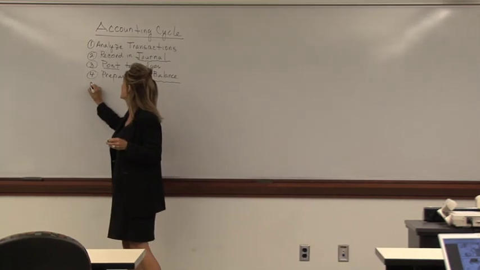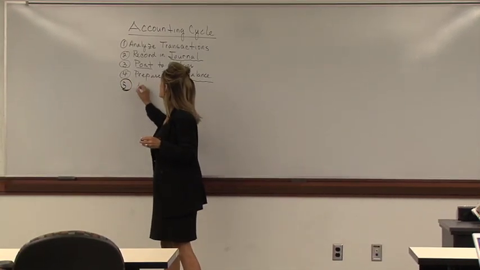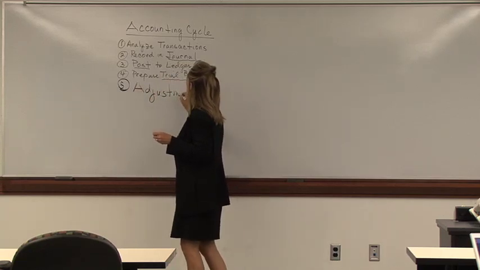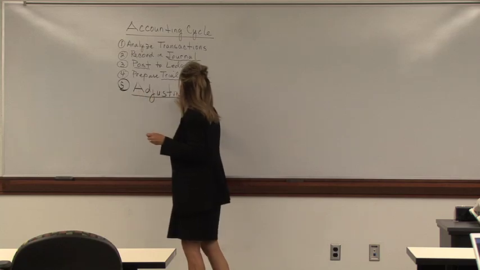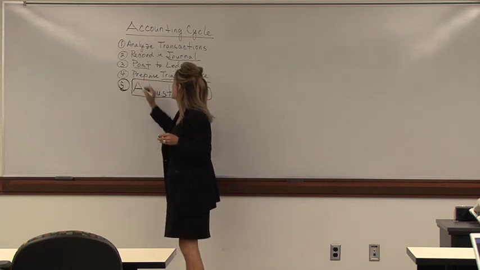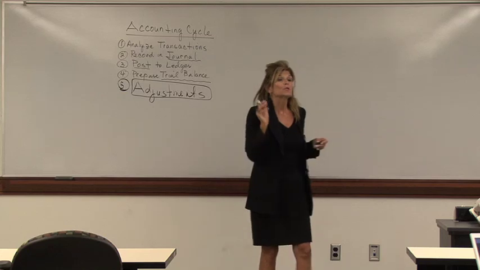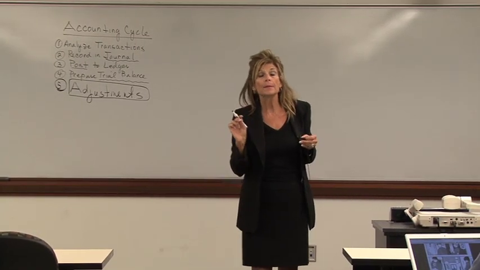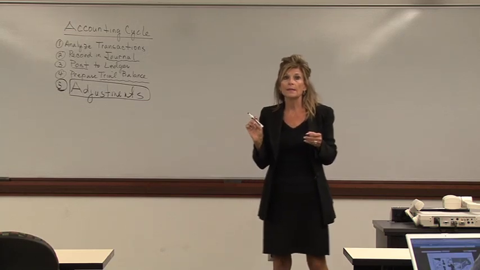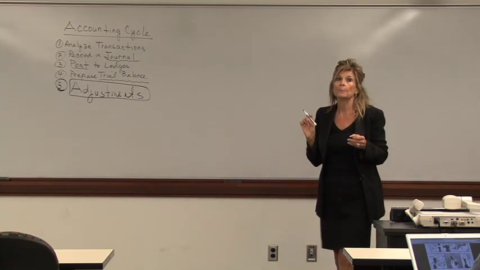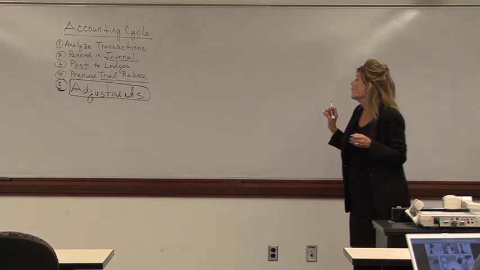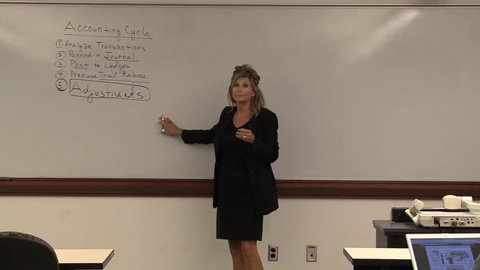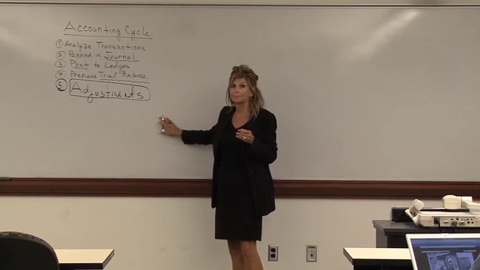The next step in the accounting cycle is to go through what is called the adjustments. We need to adjust our accounts to make sure that every asset, liability, revenue, and expense has the correct balance. So there are different types of adjustments that we're going to do. Okay, we're going to review them now.